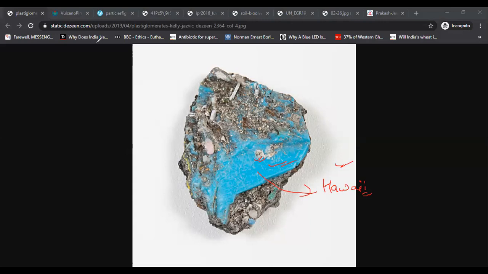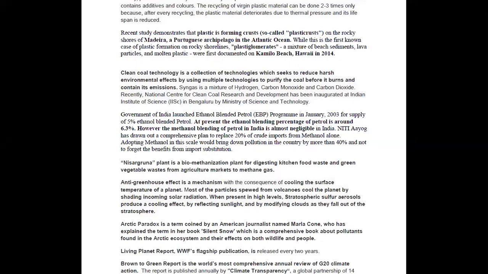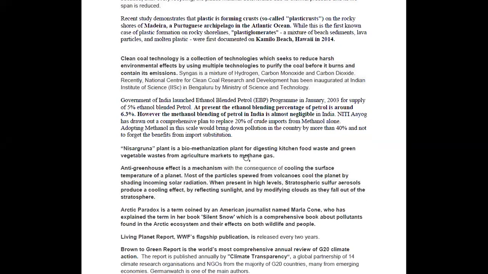So now we talk about anti-greenhouse effect. We all know about greenhouse effect, right? But what is anti-greenhouse effect? So anti-greenhouse effect is a phenomenon. It's the opposite phenomenon of greenhouse effect. In greenhouse effect, you have warming. So in anti-greenhouse effect, you will have the cooling of the surface.